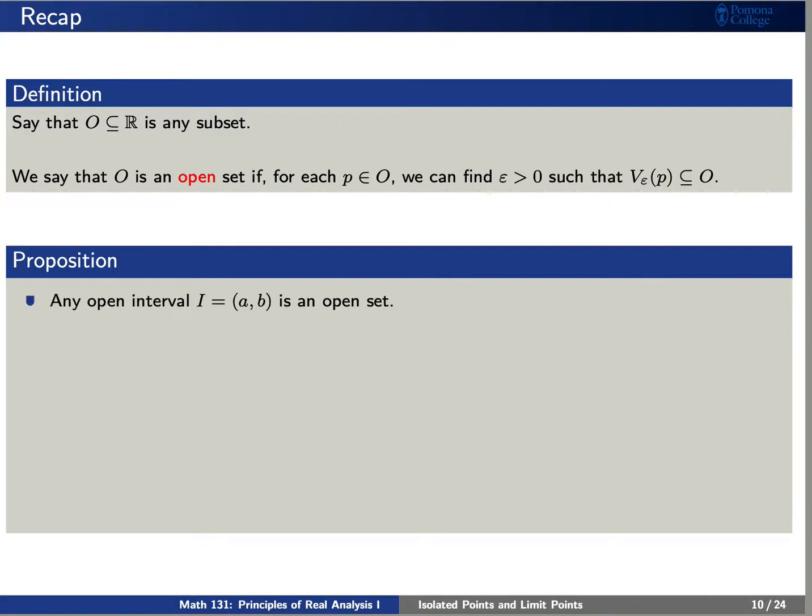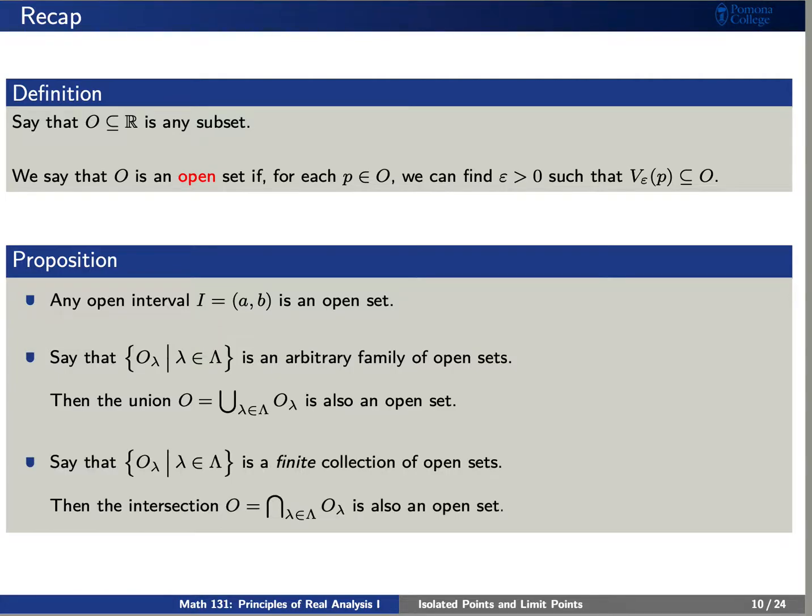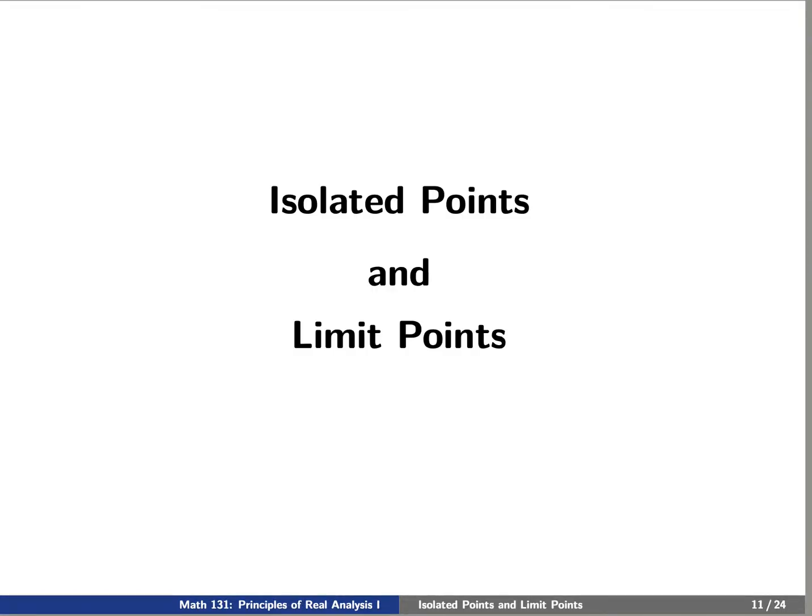First, an open interval is an example of an open set. Second, let's consider an arbitrary family of open sets denoted by capital O sub lambda. Then the union, capital O, over all of the open sets is also an open set. Finally, let's say that we have a finite collection of open sets. Then the intersection is also an open set. Today we're going to build upon these ideas and discuss two main concepts: isolated points and limit points.